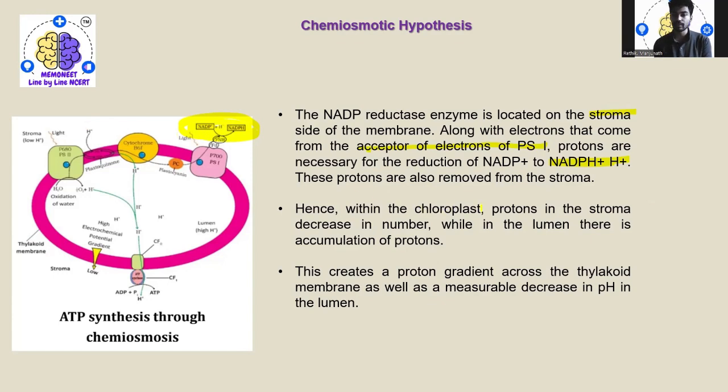Hence, within the chloroplast, the protons in the stroma decrease in number, while in the lumen there will be accumulation. The protons and H plus ions accumulation will be more. This creates a proton gradient across the thylakoid membrane, as well as a measurable decrease in the pH of the lumen.